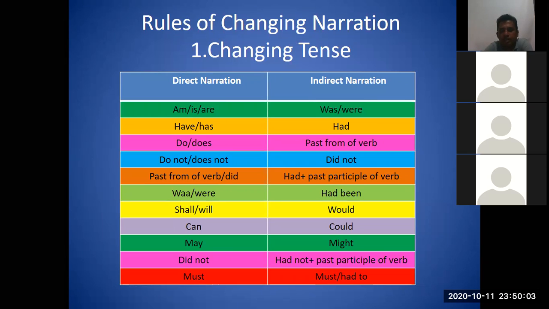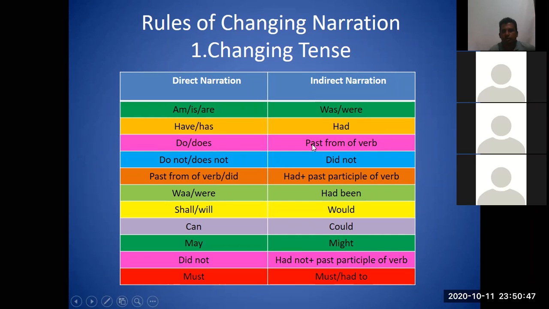Look at the chart and notice carefully the rules of changing narration. The first rule is changing tense. We notice the verb of the direct narration is usually changed, and if the verb is in present form, then it will be converted into past form. So you see, am, is, are will be changed to was, were. Have, has will be changed to had.